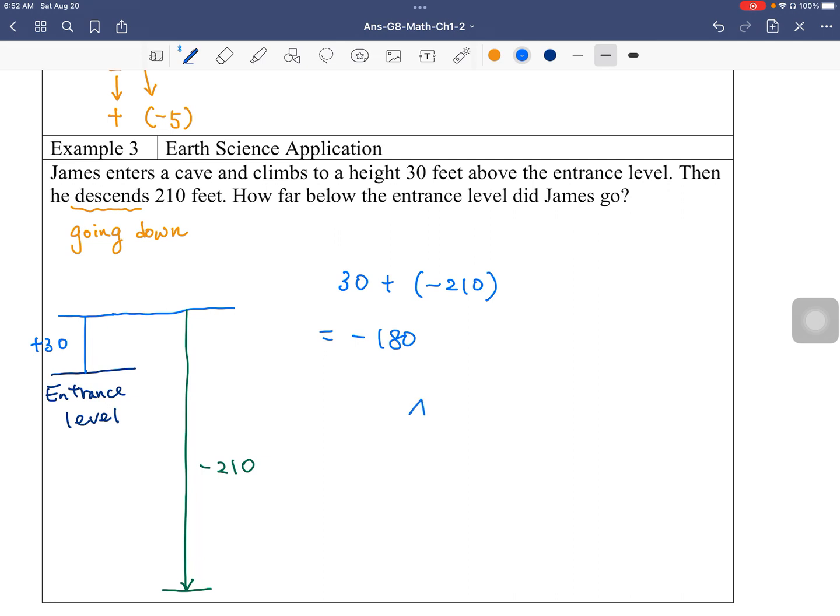So this is going 180 below the entrance level. So negative means below the entrance level, and 180 below the entrance level.